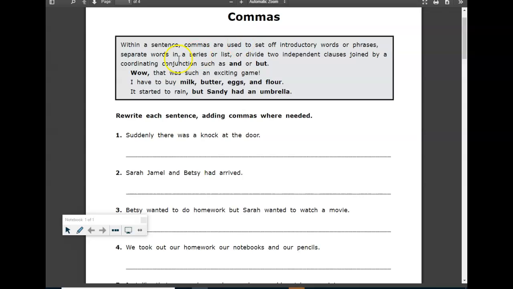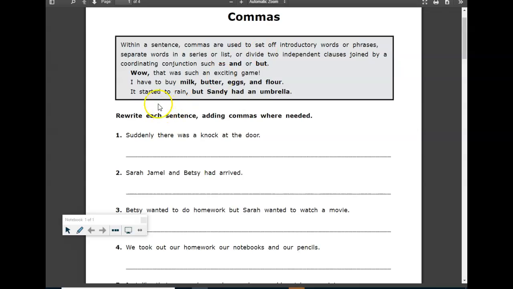So within a sentence, commas are used to set off introductory words or phrases. They can also separate words in a series or a list, or they can divide two independent clauses joined by a coordinating conjunction such as and or but.